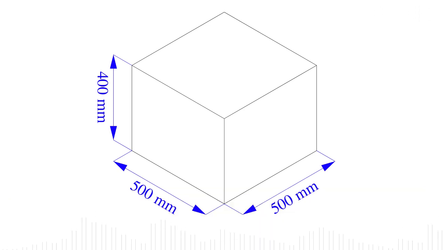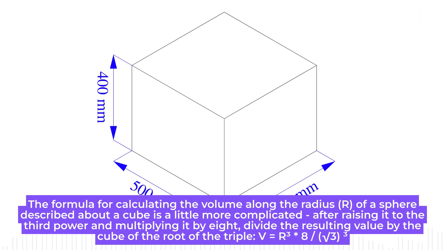Step 7. The formula for calculating the volume from the radius, R, of a sphere circumscribed about a cube is a little more complicated. After raising it to the third power and multiplying it by 8, divide the resulting value by the cube of the root of 3, V equals R superscript 3 asterisk 8 slash square root 3, superscript 3.